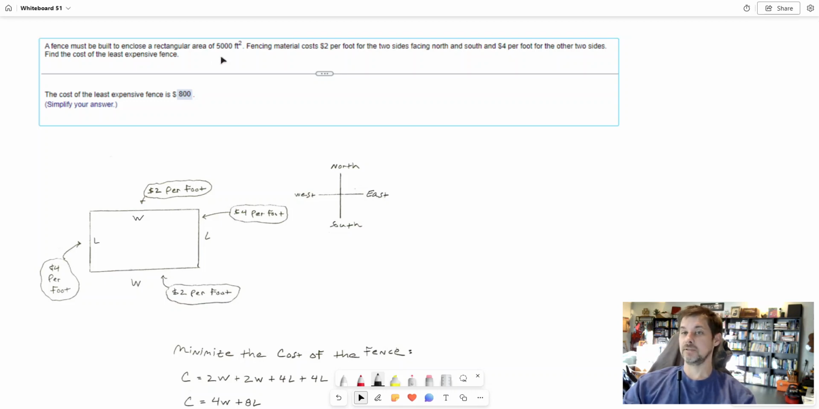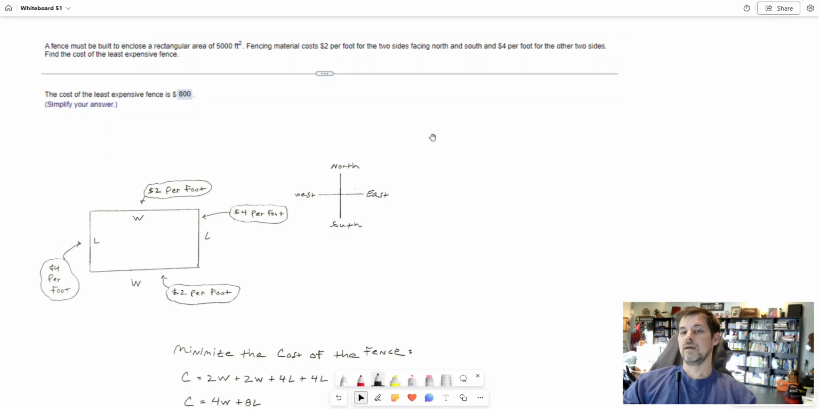So here we're going to build a fence under certain specifications, and it says to find the cost of the least expensive fence. So that's like minimizing the cost. The area has got to be a certain size, and the cost of materials is also fixed at certain dollar amounts. With those fixed constraints, we want the least expensive fence. There are lots of ways you could build a fence that is 5,000 square feet, but there's only one way that will minimize the cost.